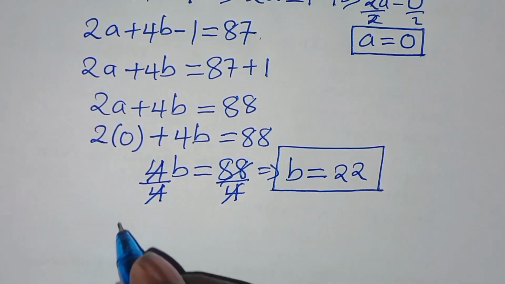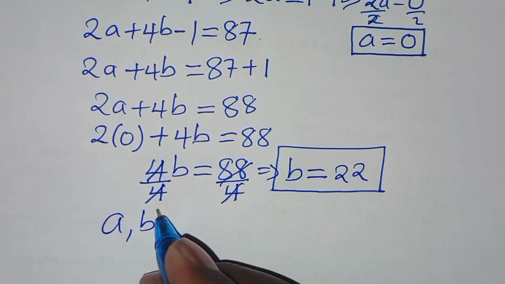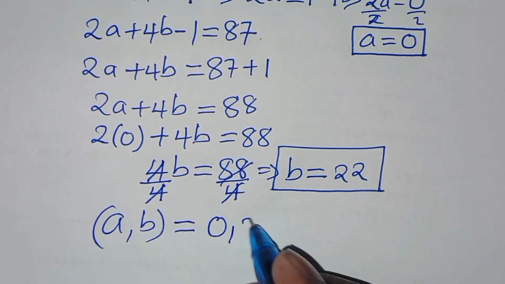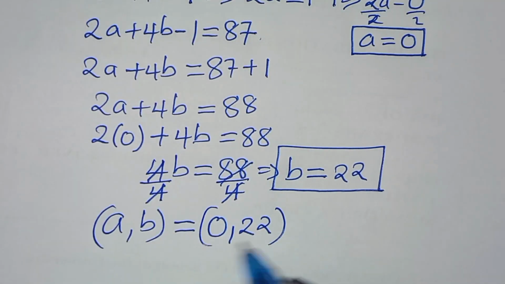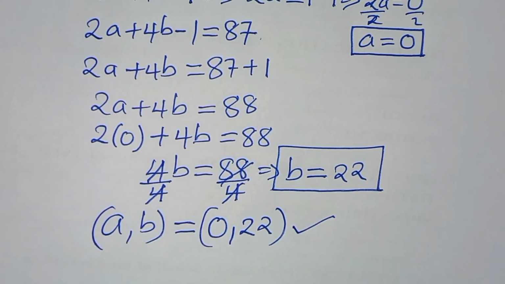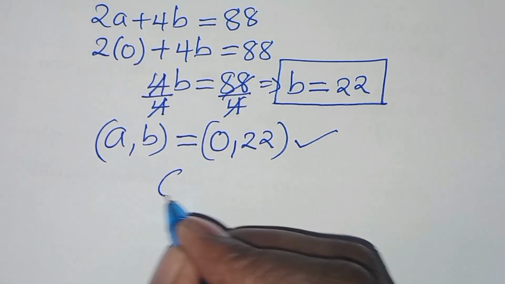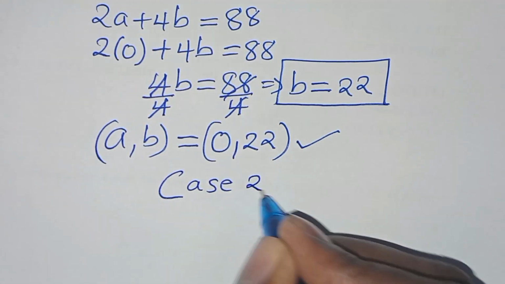So in case 1, we have the first set of solution, that is a comma b is equal to 0, 22. This is the first solution. Let's proceed to case 2.